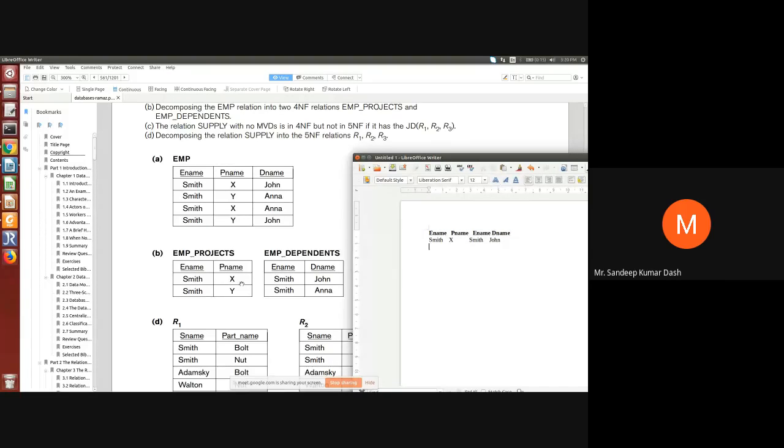Now I am trying to join them. Smith X with Smith John. Smith is common here. In the first two rows, Smith is common. So I am joining Smith X with Smith John. It is joined. Then Smith X with Smith Anna. Okay. Now Smith Y with Smith John, and Smith Y with Smith Anna. Okay. Now this is the combination.